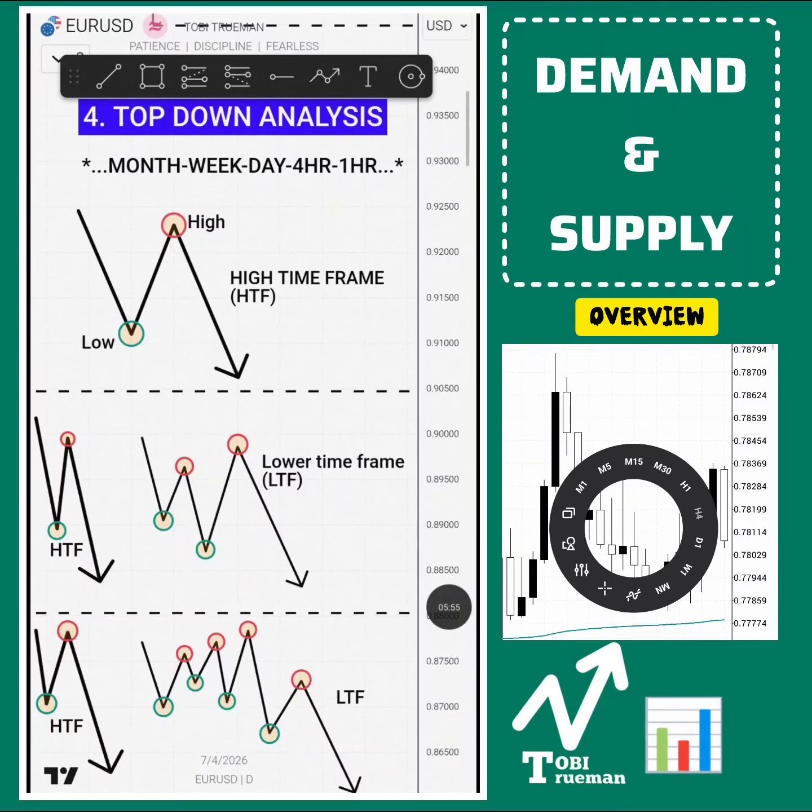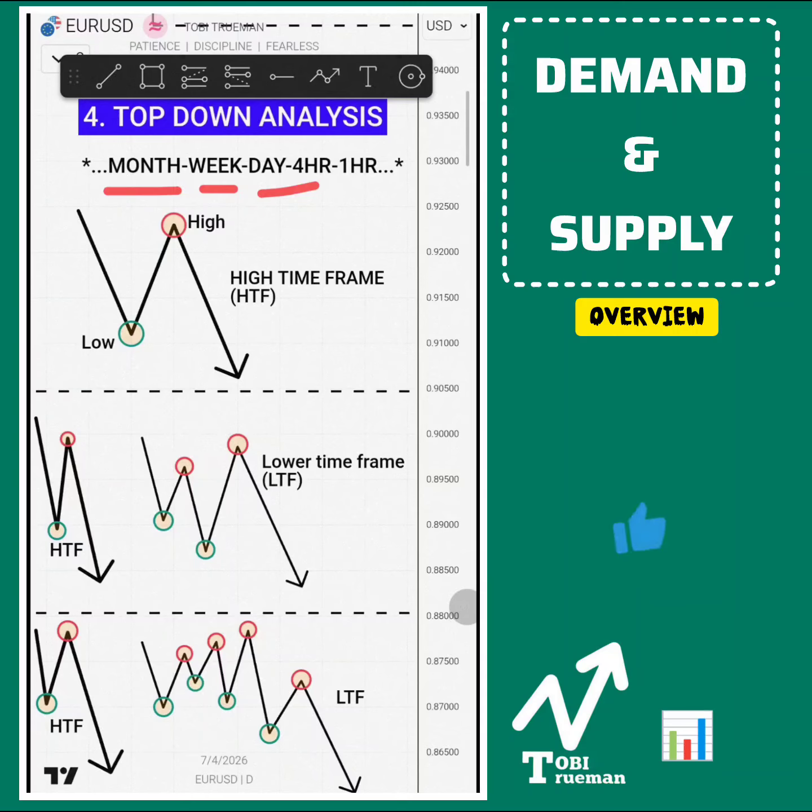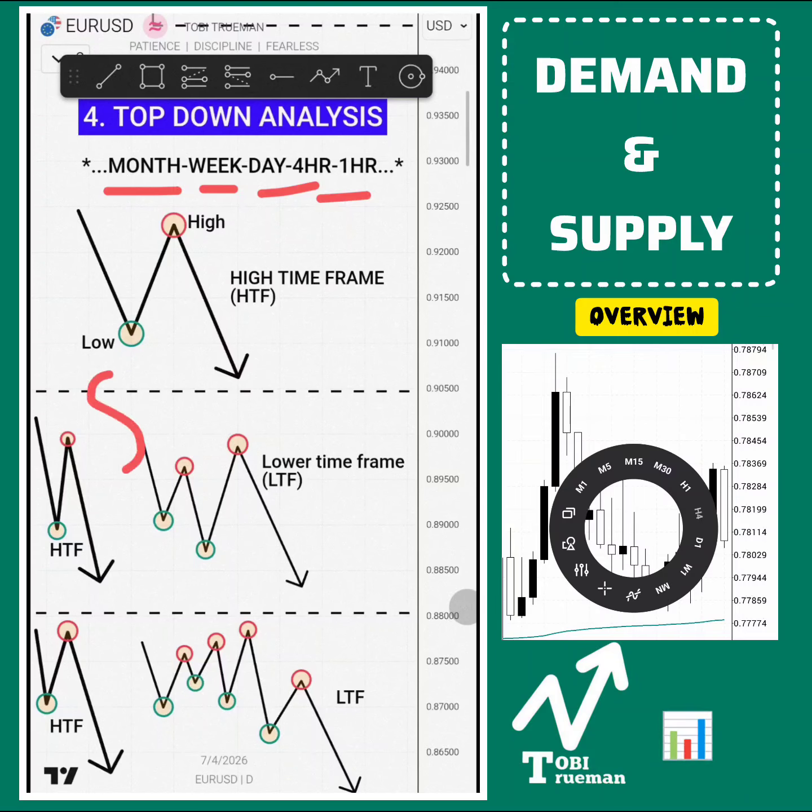Now, finally, let's look at the top-down analysis. When you look at the chart, you will see the monthly time frame, weekly time frame, daily time frame, 4-hour time frame, 1 minute, 15 minutes, and so forth. Usually our type of trading is what we call swing trading, whereby we trade on the higher time frames. In this type of trading, we first have to look from the higher time frame down to the lower time frame. So how do we look at that?